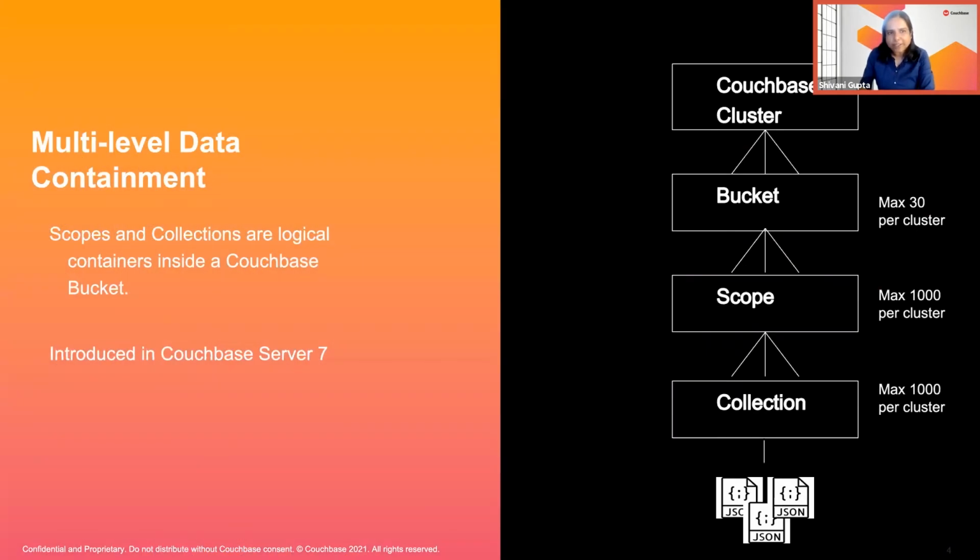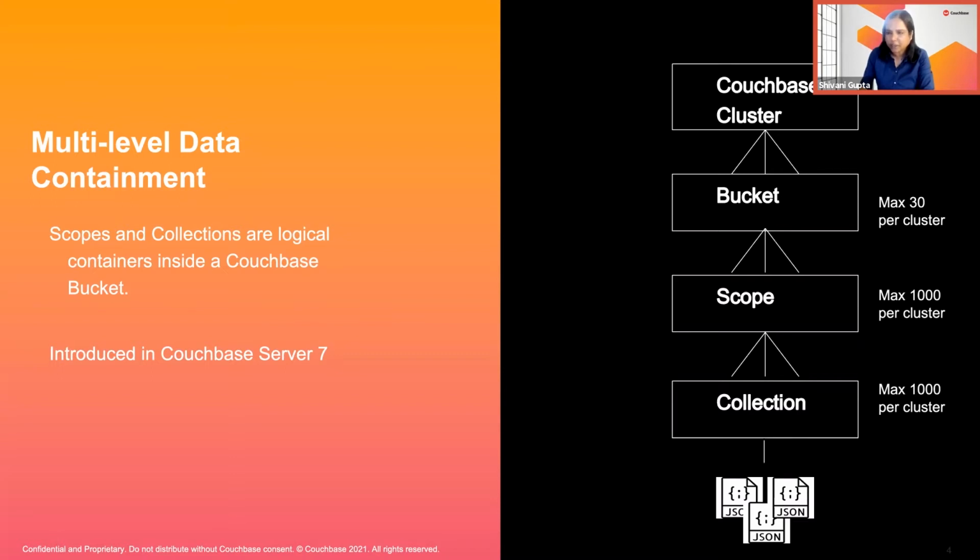Scopes and collections essentially provide multi-level data containment. So they are logical containers inside a Couchbase bucket. And as I said, these are introduced in Couchbase Server 7. For those of you who are familiar with Couchbase, you would know that once you create a Couchbase cluster, you create one or more buckets inside it to start storing your data, which is JSON documents. So prior to 7.0, you would essentially create a bucket and then straight away start storing documents. But now you have two additional levels.